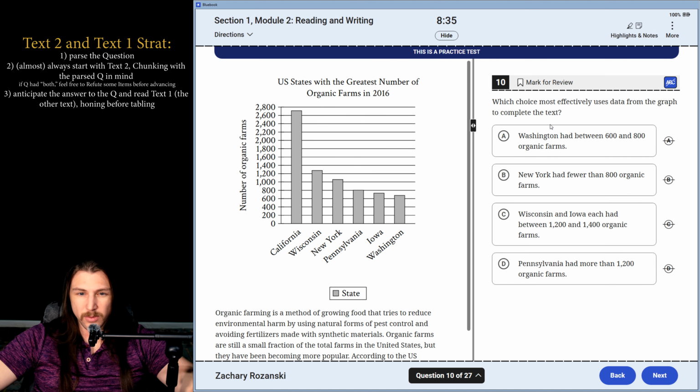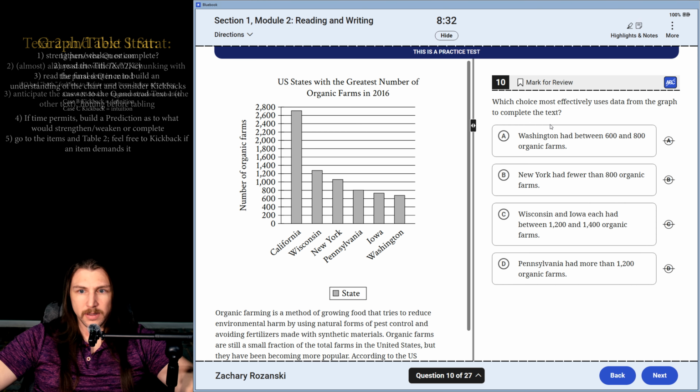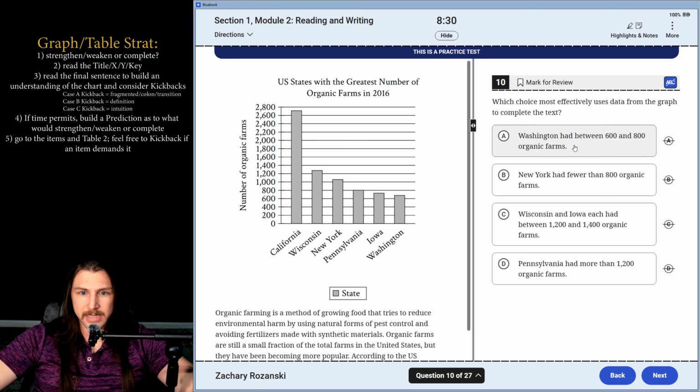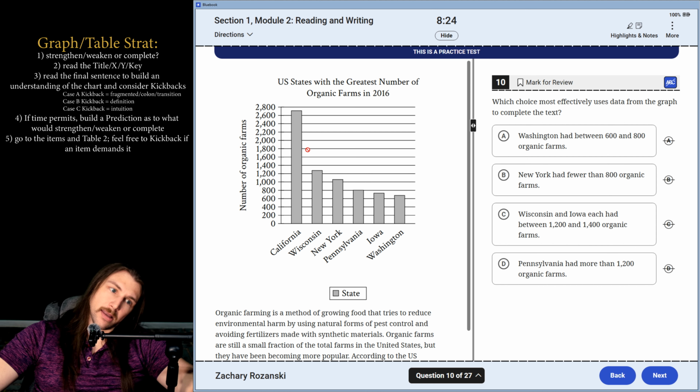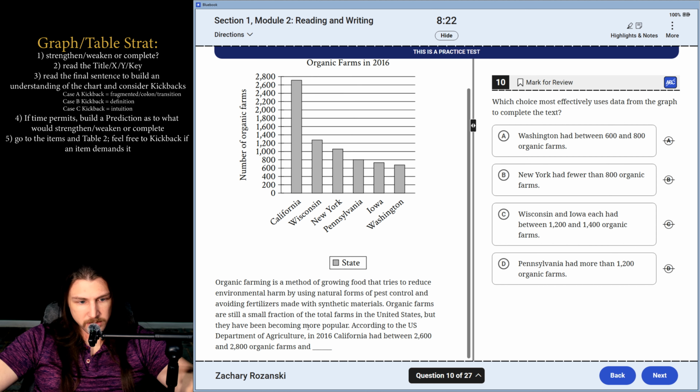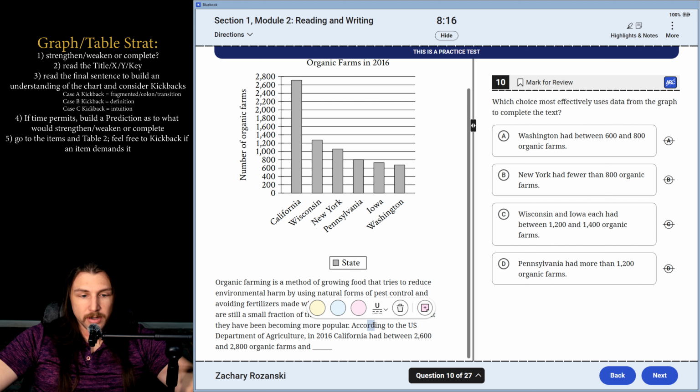Let's start engaging with these. Which choice effectively uses data from the graph to complete the text? U.S. states with the greatest number of organic farms in 2016, number of organic farms, and we've got all of these organic farms. We'll start with this final sentence, but so we've got some sort of contrast. Maybe I kick back to it. I should be starting here.